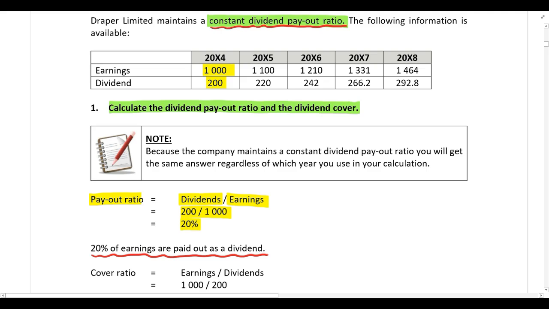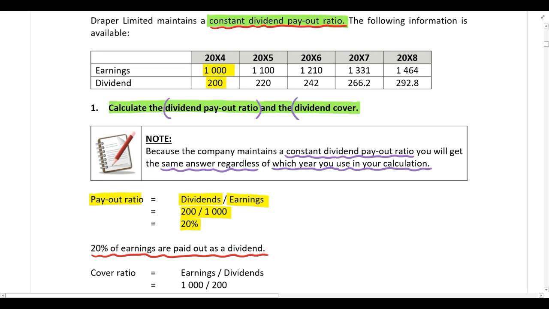Now please note, because they have a constant payout ratio, you could have performed this calculation using any of the years. I performed the calculation using 20x4. However, you could have also performed the calculation using 20x7 and you will get exactly the same answer because they have a constant payout ratio. So you can see that discussion just below. Because they maintain a constant dividend payout ratio, you will get the same answer regardless of which year you use in your calculation. All right, so we calculated the dividend payout ratio.